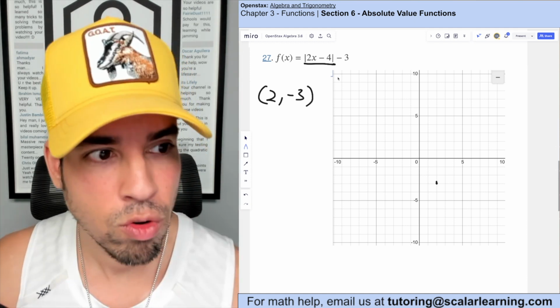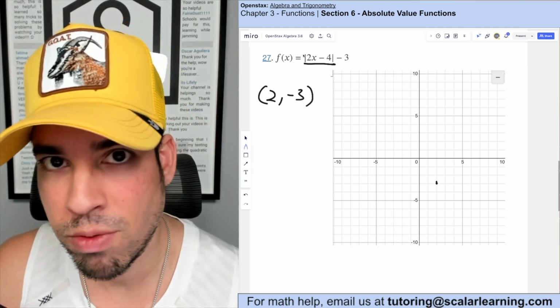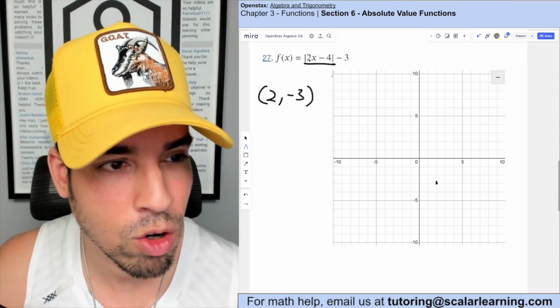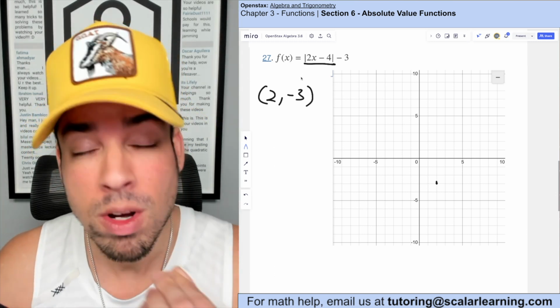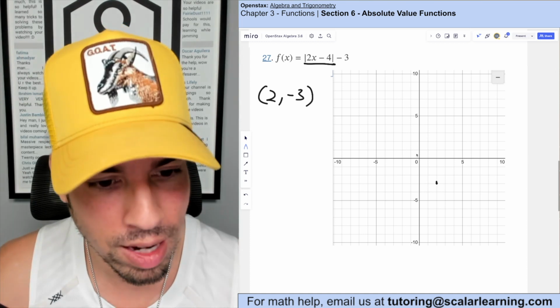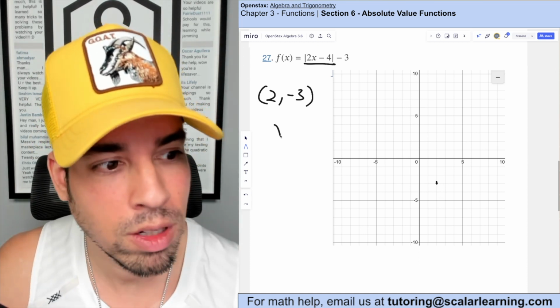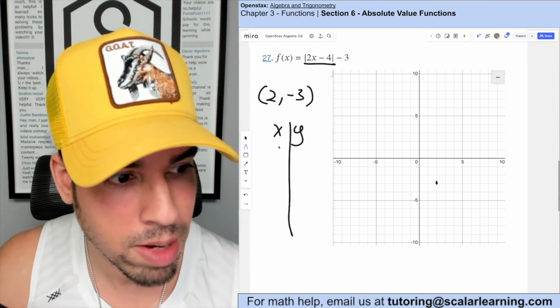There's your vertex. Now, normally I'd say the slope is this invisible value out front, but here this coefficient kind of changes things, right? So it's not going to be that nice slope of 1 and negative 1 to the right and left. So we're going to use the grid method once again.